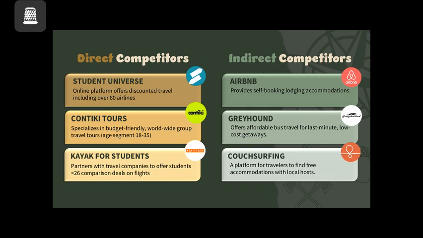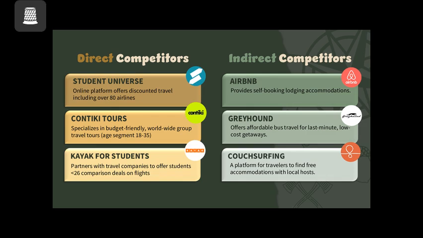And next, we have Kayak for Students. They help travelers under 26 find the cheapest flights through their comparison tools. So while these competitors focus on affordability and convenience, we stand out by offering fully pre-designed, spontaneous getaways that eliminate the stress in planning and provide tailored adventures. While not directly competing with us, these platforms address similar needs in different ways, appealing to budget conscious and adventurous travelers.